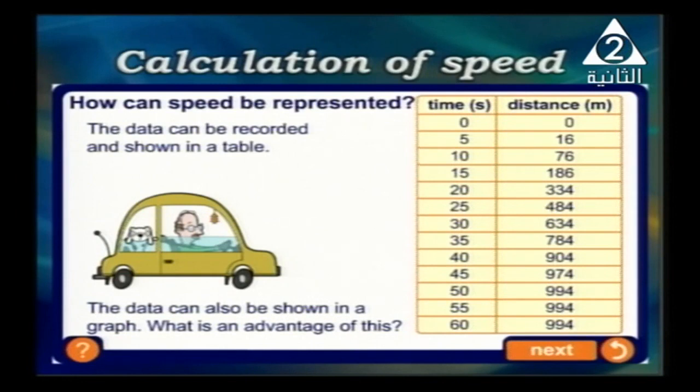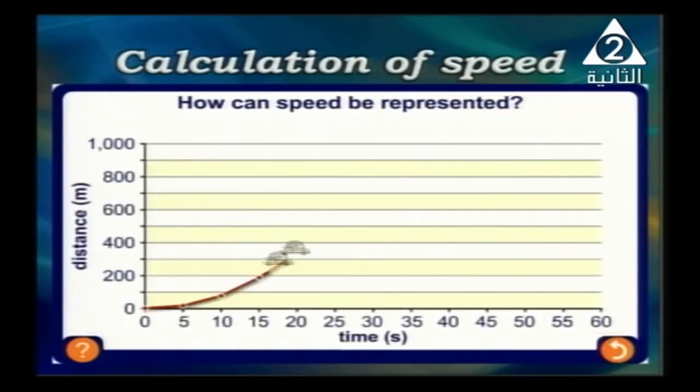So how can the speed be represented? The data can be recorded as shown in the table. Don't forget this. You need tables, you need graphs, you need many things about speed and acceleration. Data can also be shown in a graph. What is the advantage of this one? It means I can draw a graph with a gradient like this to represent the speed. This speed is represented by these parts. We have curved line, straight line, uniform speed, non-uniform speed, to know the relation between them.